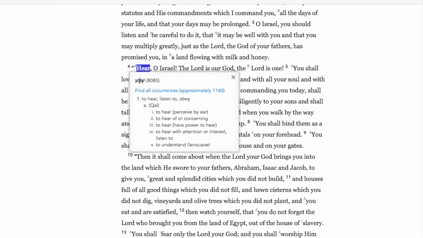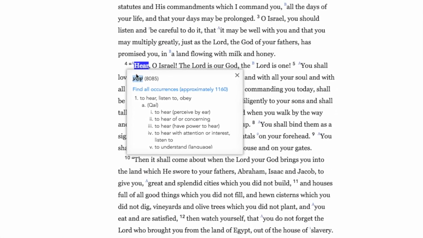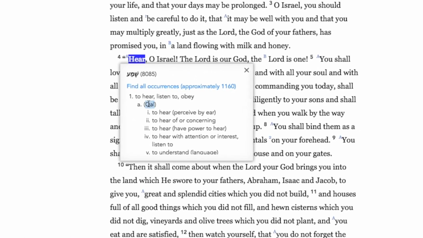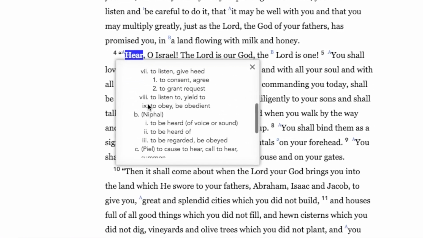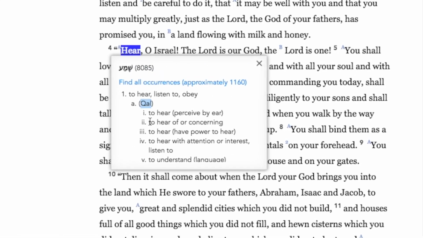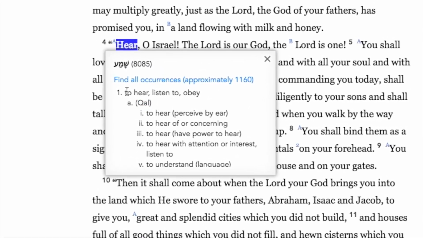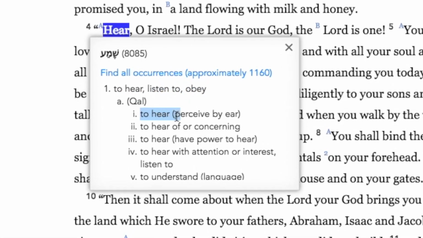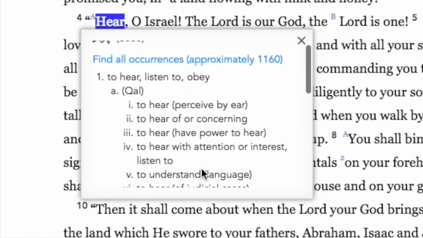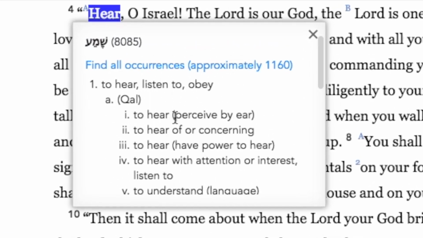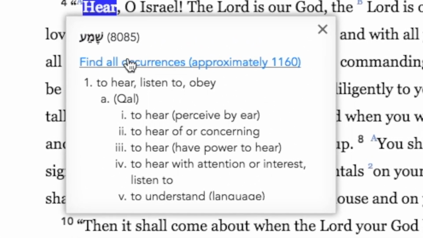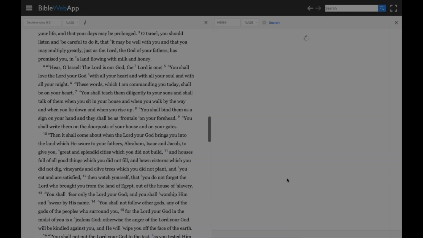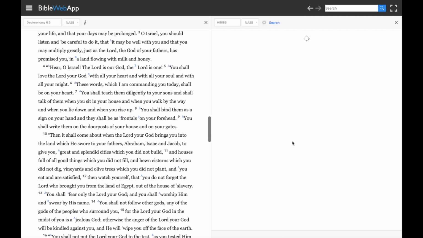What you get here is the Hebrew word. You also get a basic definition of the word. Don't be bothered by some of these words here like cow and niffle and all that kind of stuff. Maybe we'll talk about that another day. Just focus on what you see here in the English: to hear, listen, to obey, etc. Notice if you click here on Find All Occurrences, it'll tell you there are 1,100 occurrences of this in the Old Testament.